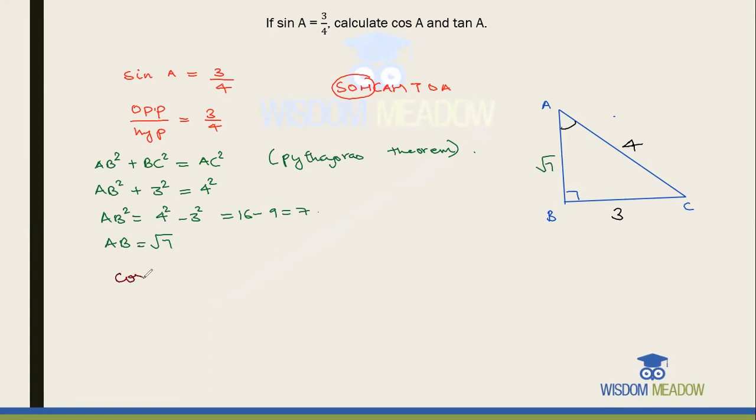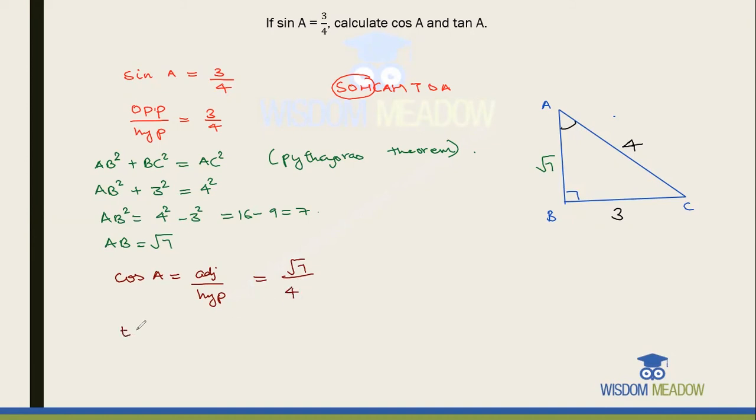So cos A, we know that cos is adjacent by hypotenuse. So the formula is adjacent over hypotenuse. So we'll have to take the adjacent of angle A. So the adjacent of angle A would be root 7, that is, it's the arm of the angle apart from the hypotenuse. So that's root 7 over the hypotenuse, which is root 7 over 4.